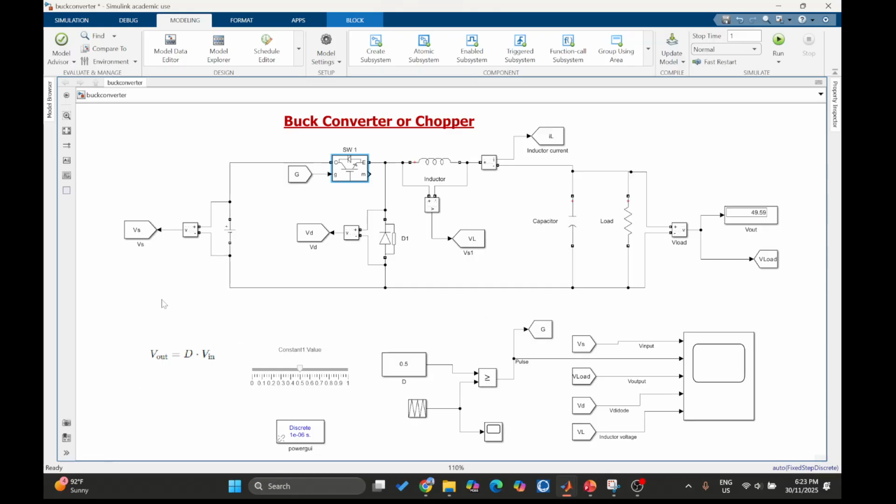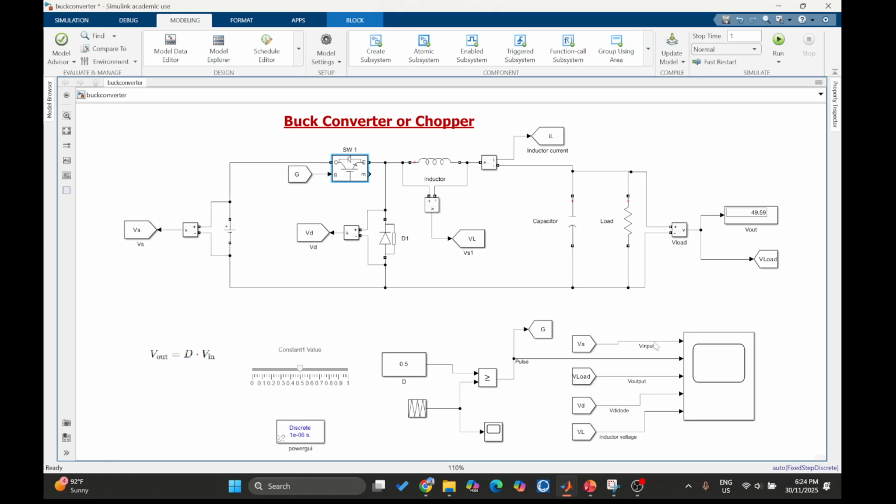Now Vout equals D times Vin is the key equation that defines the buck converter, where Vout is the output voltage, D is the duty cycle, and Vin is the source voltage or input voltage. This is how the duty cycle controls the output voltage.